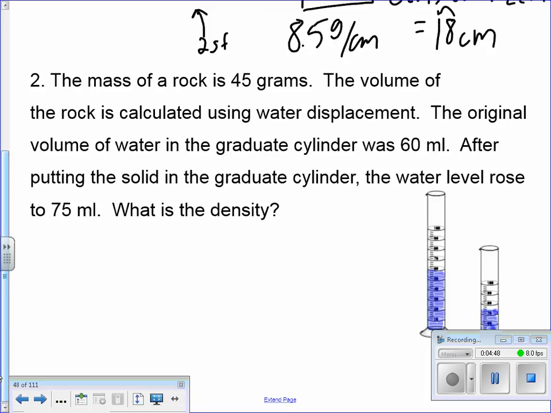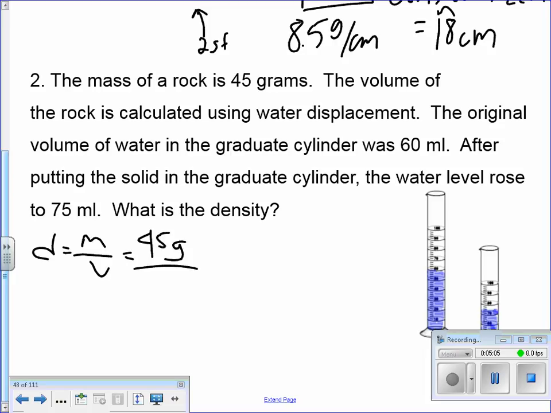Okay, back with me. Thank you. Okay, so tell me, what did you do to get the density of this one? Density is mass over volume. We know the mass. What is it? 45 grams.